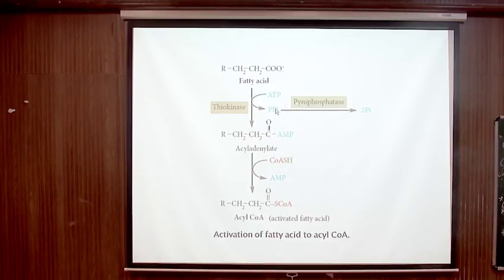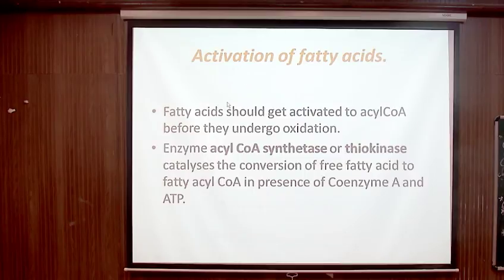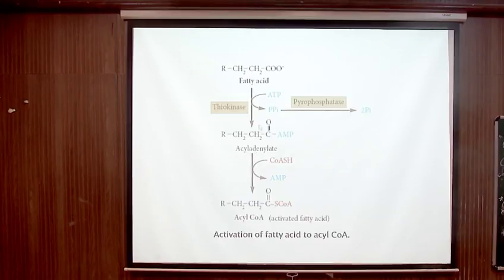And what all do we need here? We need obviously an enzyme, which is called thiokinase or fatty acyl coenzyme A synthetase. Whenever there is a synthetase, what should be there? ATP should be there. Whenever there is a kinase, ATP is needed. So fatty acyl coenzyme A synthetase or thiokinase will act on this fatty acid and break down ATP into pyrophosphate. Pyrophosphatase will act on this pyrophosphate and yield 2 Pi.